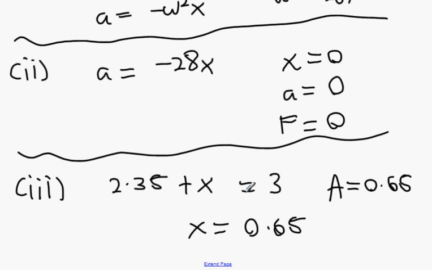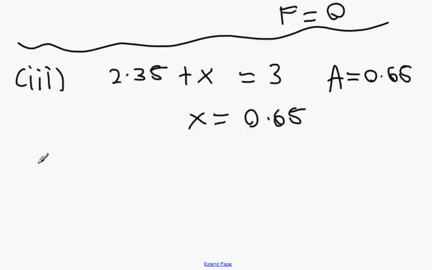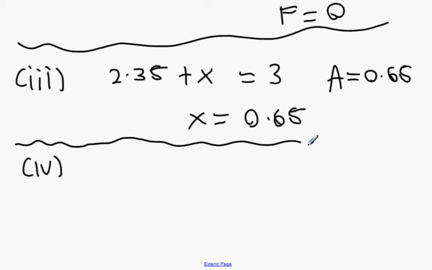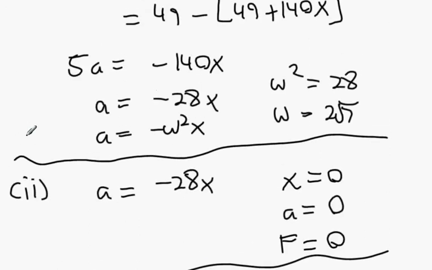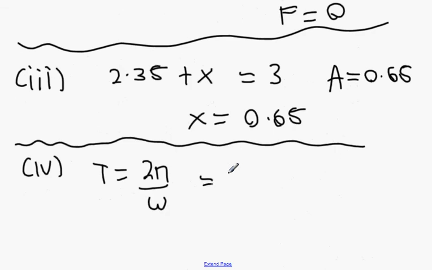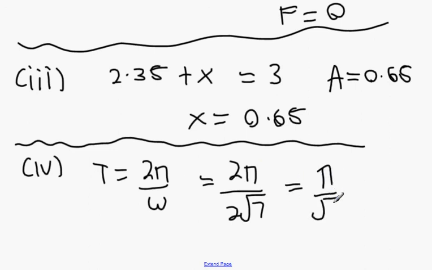Next part is part 4. What it's asked us to do is find the periodic time. T is equal to 2 pi over omega, and as discussed before, omega is 2 root 7. So it's going to be 2 pi divided by 2 root 7, and that will get you pi over root 7 seconds. Okay, number 5.